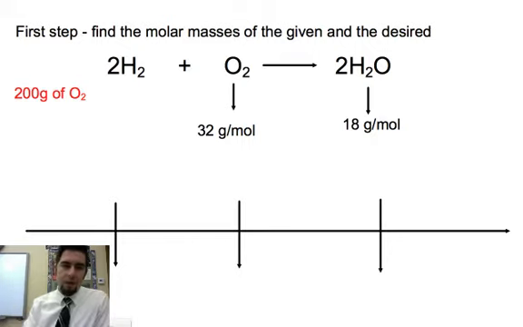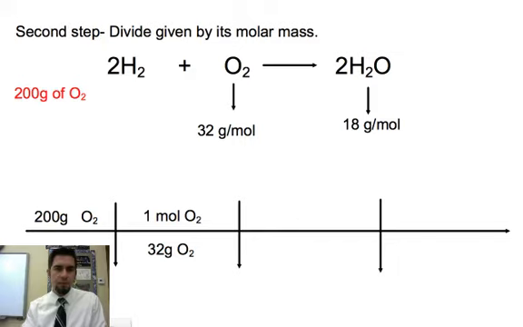So, let's move on to the second step. Divide the given by its molar mass. So 200 grams of O2, I'm going to place it in that box right there. And since we want to make sure we cancel units, I'm going to put grams of oxygen on the bottom, diagonal to that. You can see that their units are the same. And on top, we have moles of oxygen, because every 1 mole of oxygen gas weighs 32 grams. Alright. Let's go on to the third step.